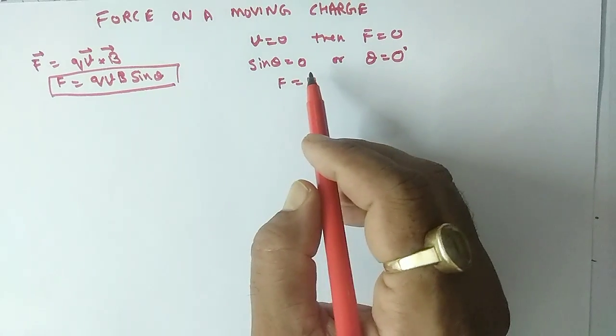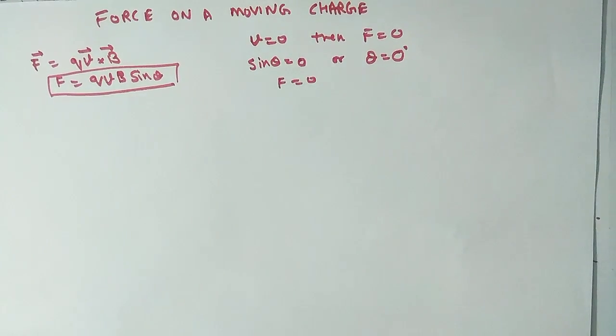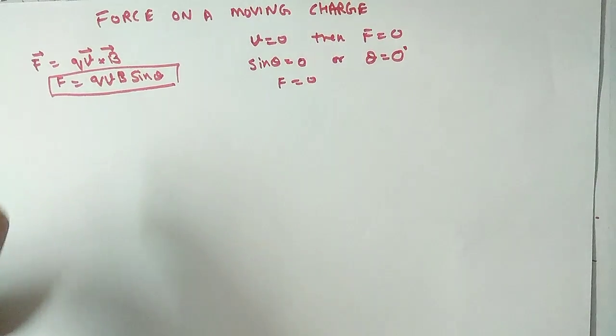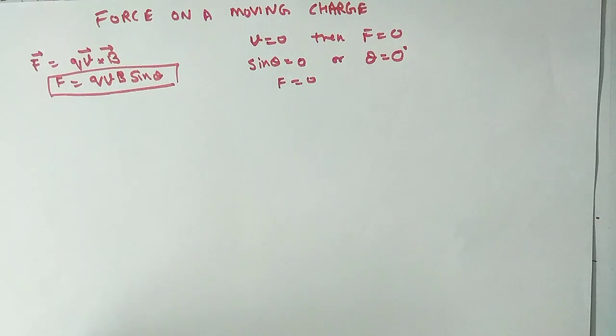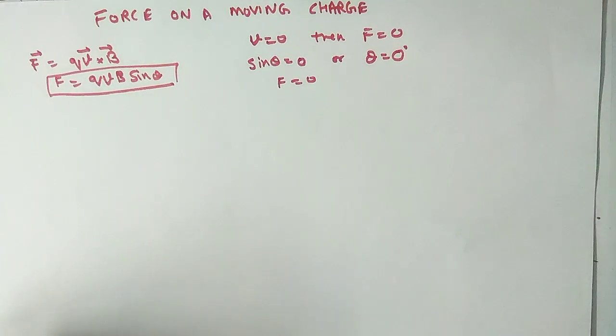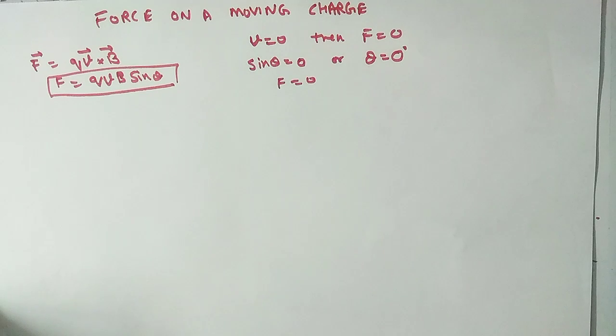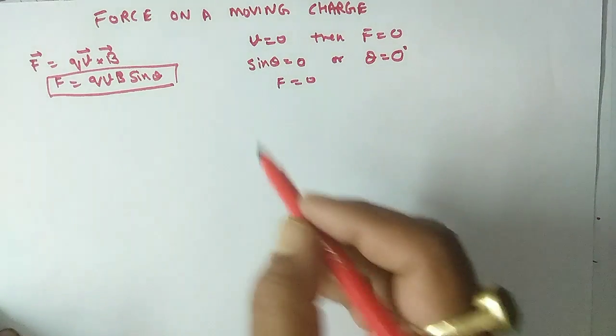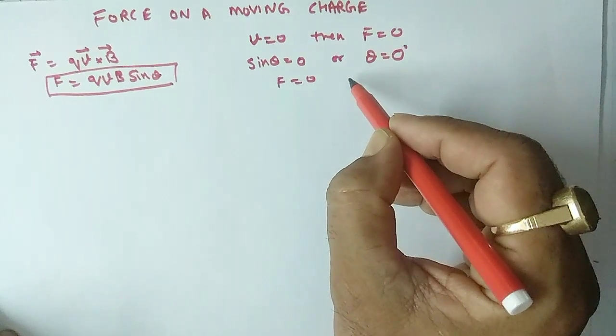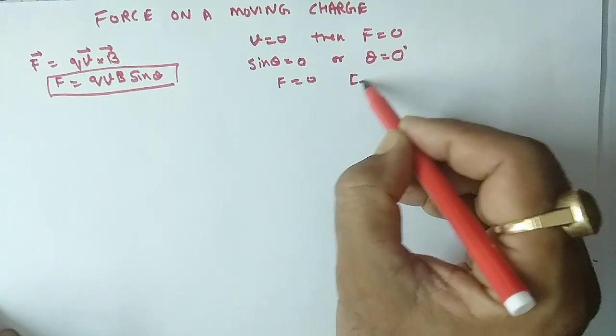So if a charged particle enters a magnetic field along the same direction as the magnetic field, then it will not experience any force. From this concept, you can define the direction of the magnetic field. So the magnetic field you can define like this also.